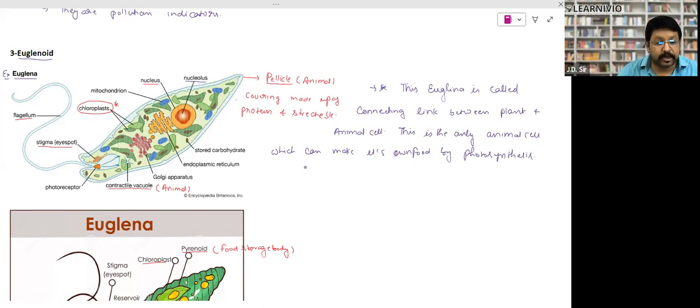It has a pellicle. The body is covered with pellicle. I have already told you what pellicle is. Pellicle in place of cell wall.